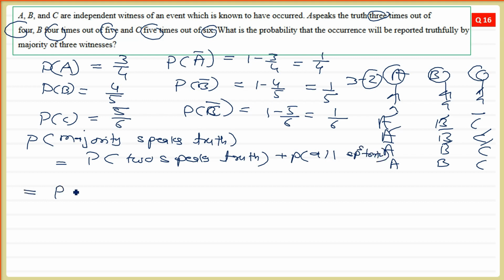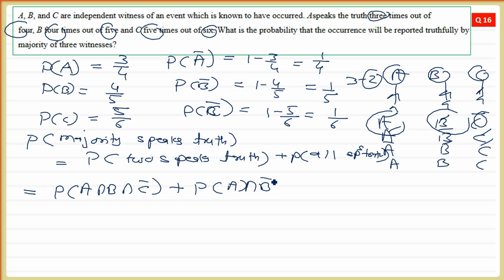So this is going to be equal to all whatever I have written; I am just writing it here. P(A ∩ B ∩ C̄) plus P(A ∩ B̄ ∩ C), then the probability of A not speaking the truth, while B and C are saying the truth. And finally, all of them are saying the truth. So P(A ∩ B ∩ C).